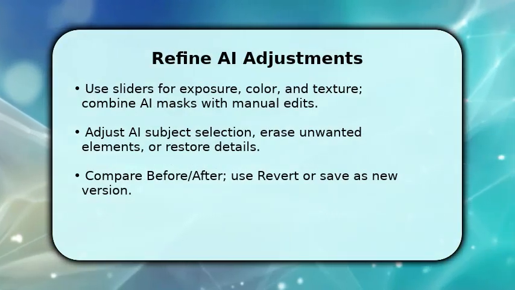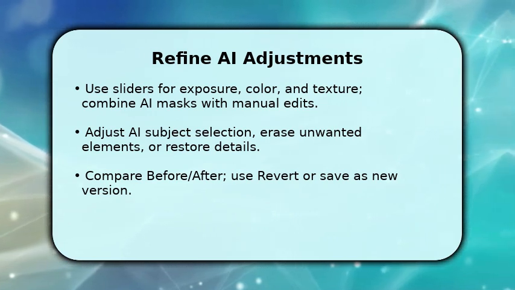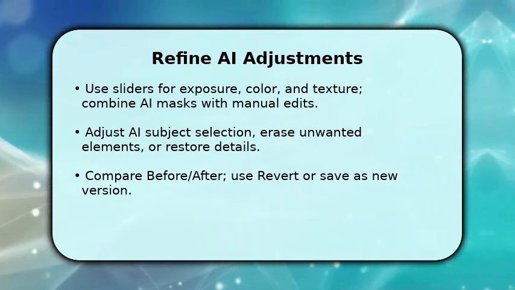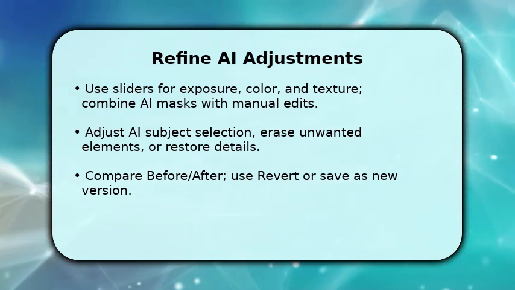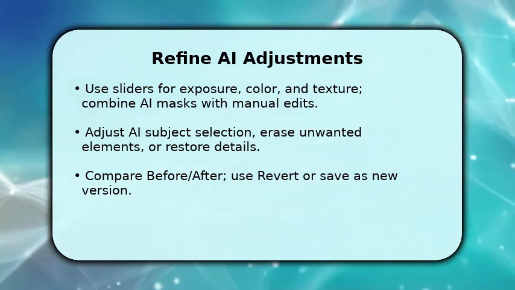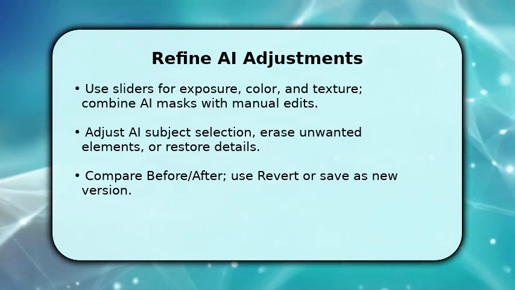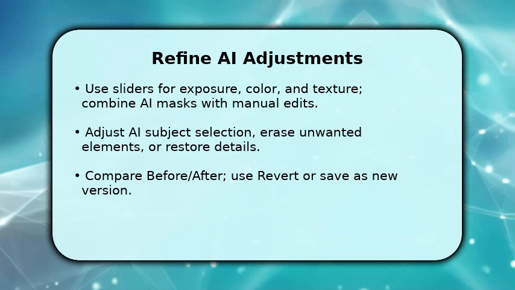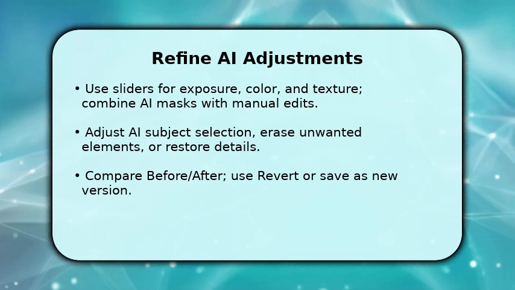Now you'll refine the AI's work by blending automatic edits with hands-on controls. Use exposure, color, and texture sliders to tune the mood. AI masks let you target specific areas like sky or skin. If the AI miselects a subject, tap to modify the mask or use the erase tool for unwanted objects, then restore details where needed. Once you've made changes, compare before and after to confirm the result.